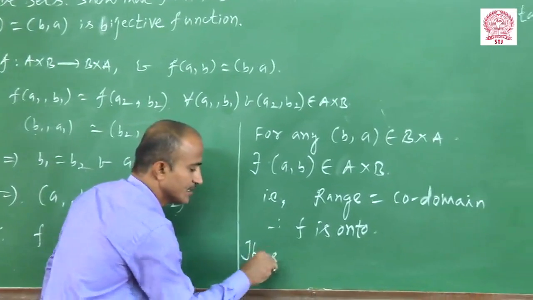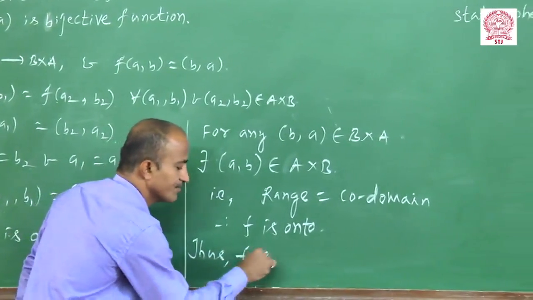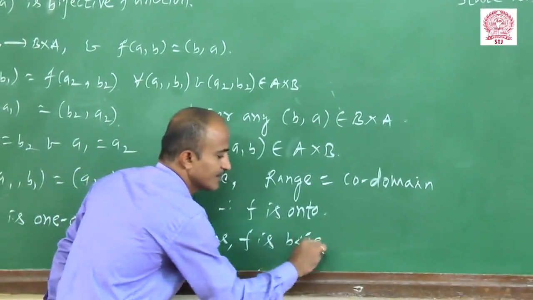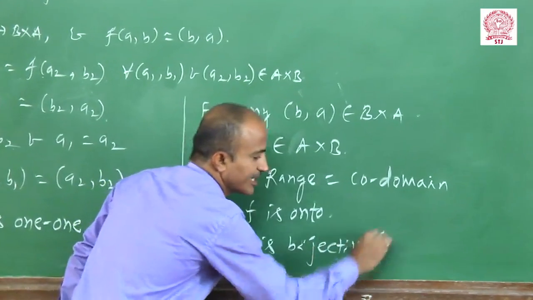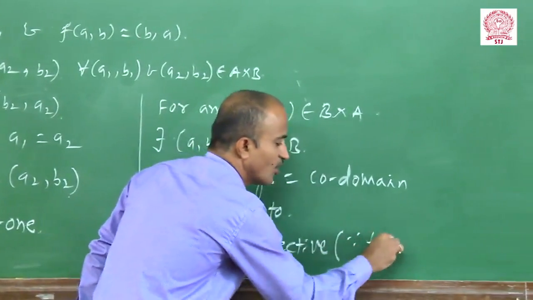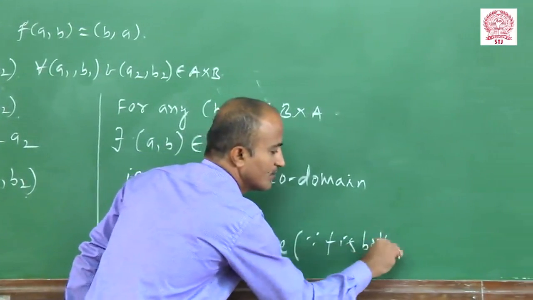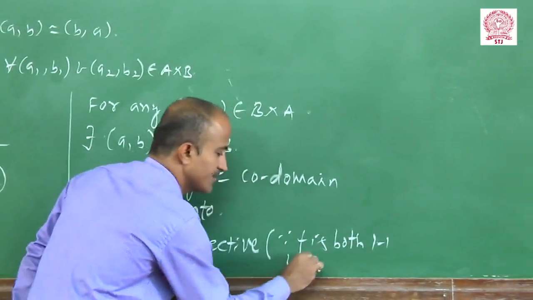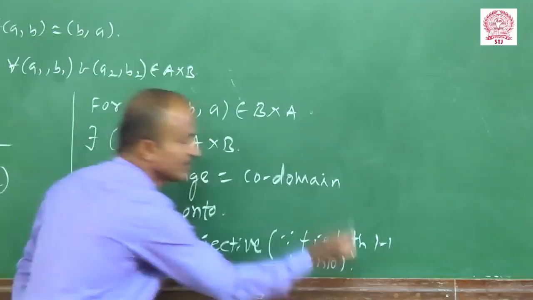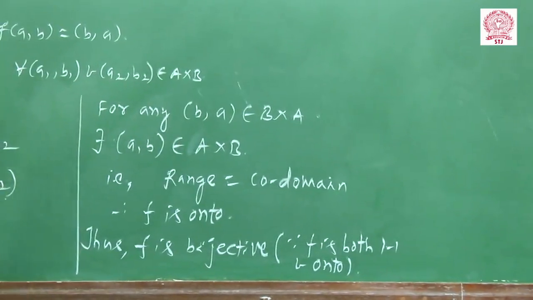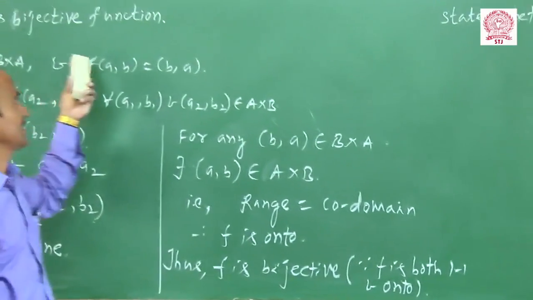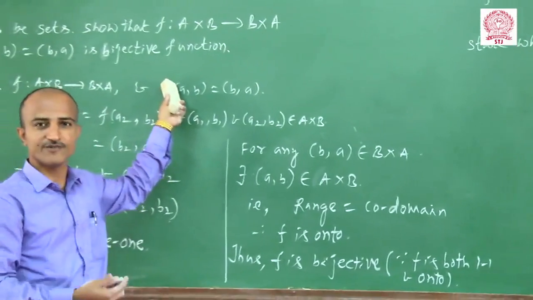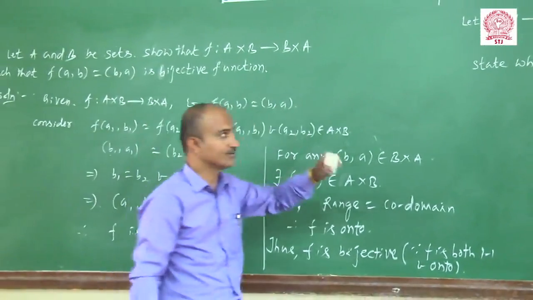Thus f is bijective. In bracket you can write, because f is both 1 to 1 and onto. So this is how we can examine or justify that the given function is bijective.